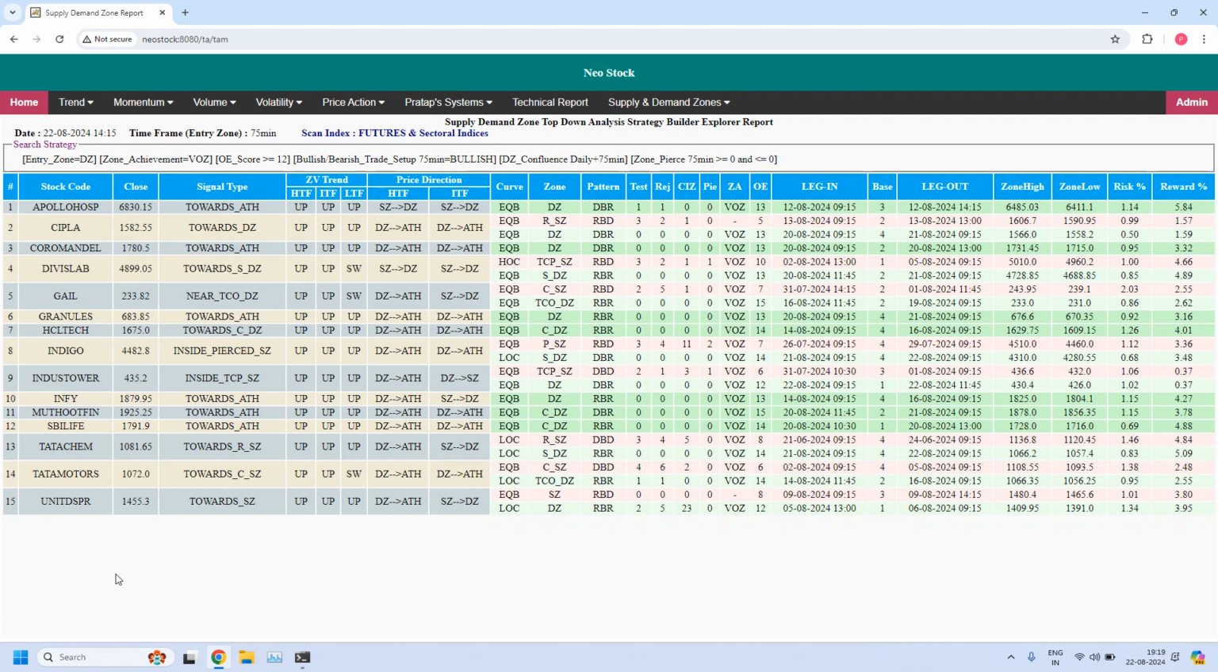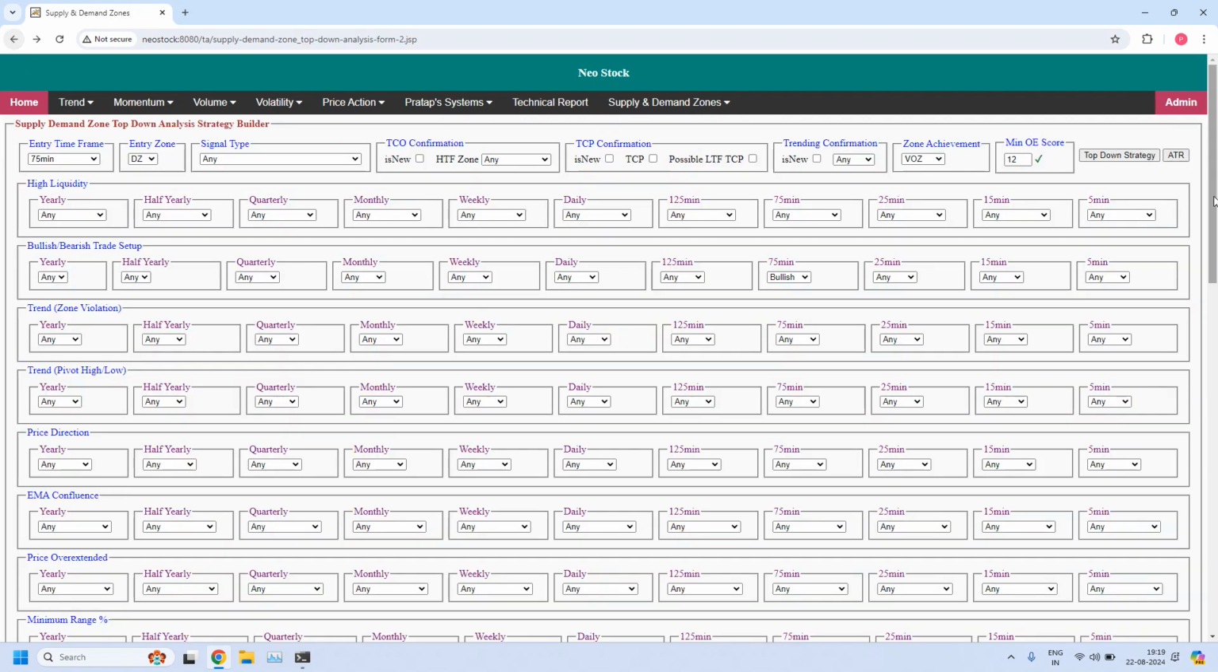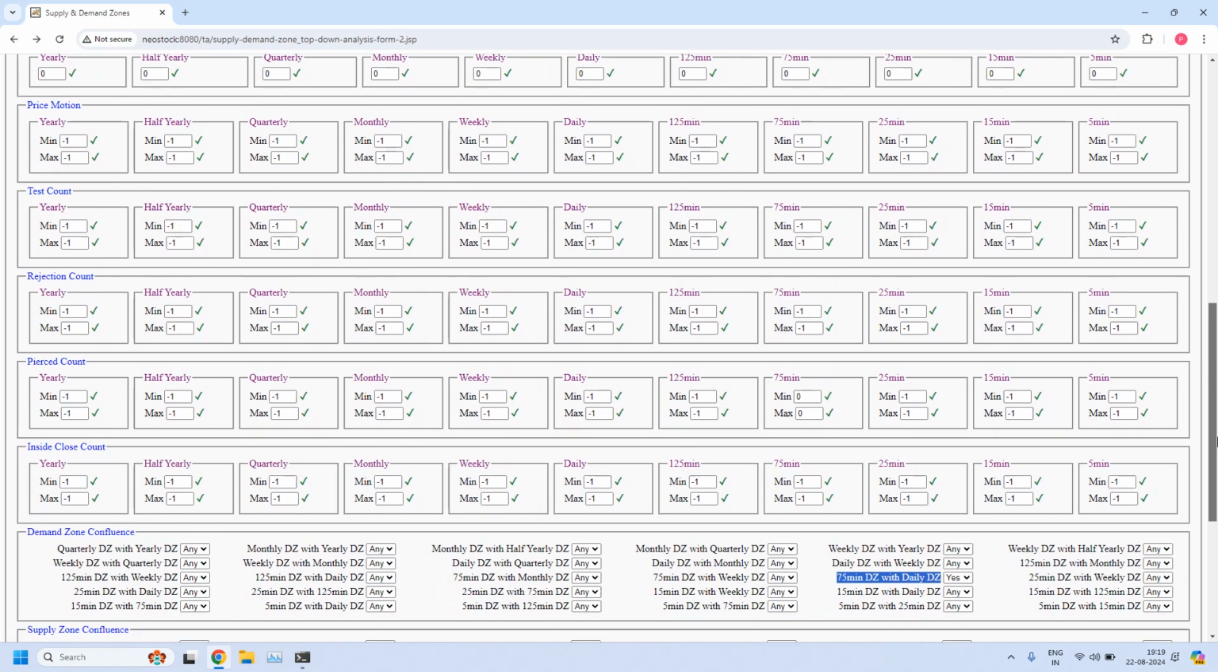Okay, now out of these 15, again, how many are having HTF confluence, that is weekly zone confluence? That is also we will verify. So in the weekly time frame, 75 minutes demand zone with weekly demand zone is also enabled. And then daily demand zone and weekly demand zone confluence also I am enabling. Now with all the three filters, let's verify.